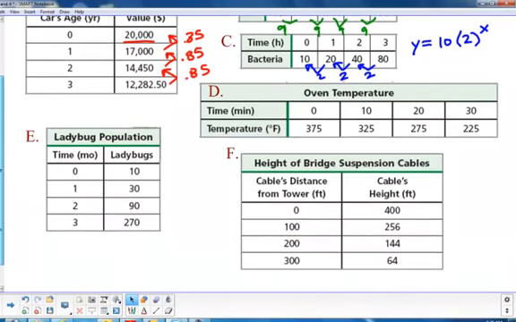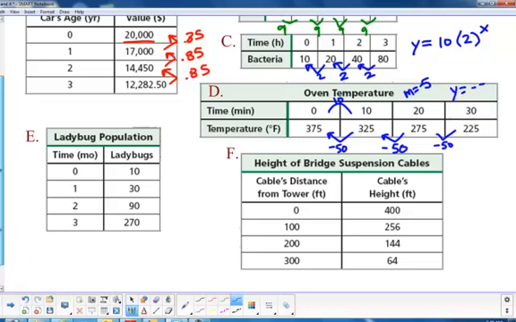Okay, letter D. This is looking possibly linear. So 275 minus 225 is a decrease of 50 going the other way, and 325 minus 275, 375 minus 325, each a decrease of 50. Now our slope is a decrease of 50 as x goes up by 10. So as x goes up by 1, it would be a decrease of 5. And that's just negative 50 divided by 10. So y would equal negative 5x plus 375.